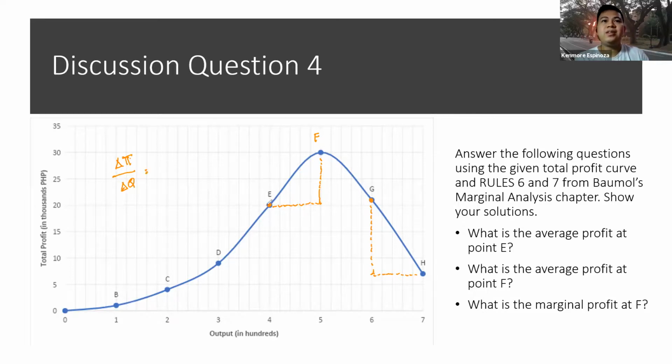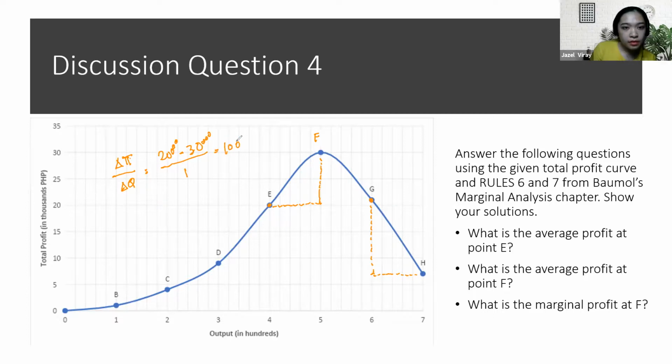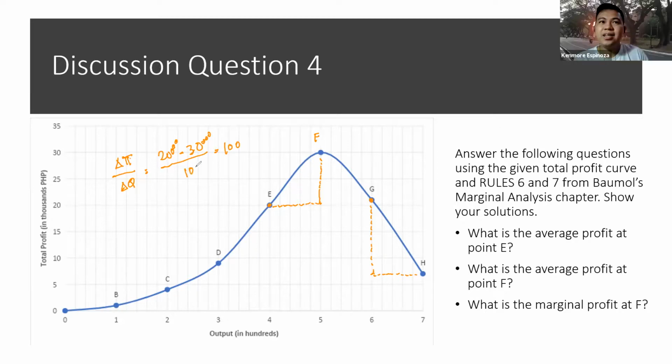Okay. So here, ginawa mo is 20 minus 30, divided by, well, this is in 1,000. So, yeah. Yan, tapos 1. That's how you get 100. Yes po sir, yung dito po yung 100, in hundreds din po. Ayan. That's how you get.